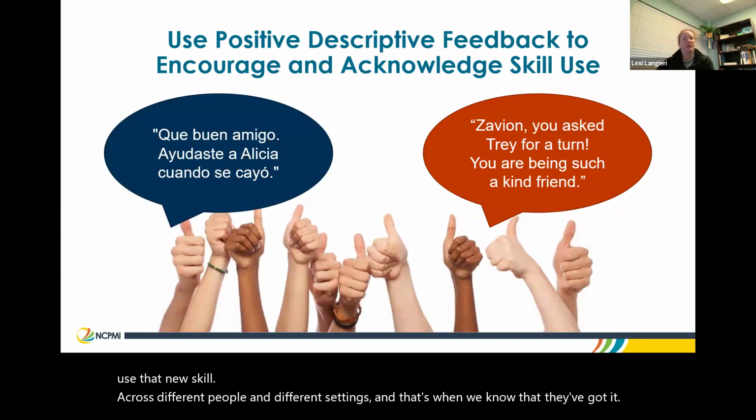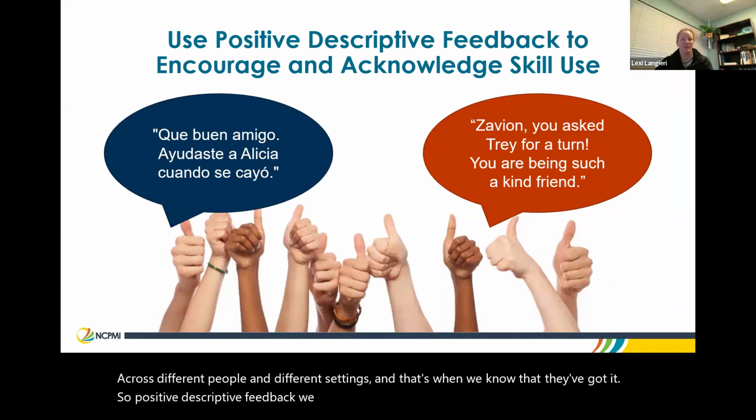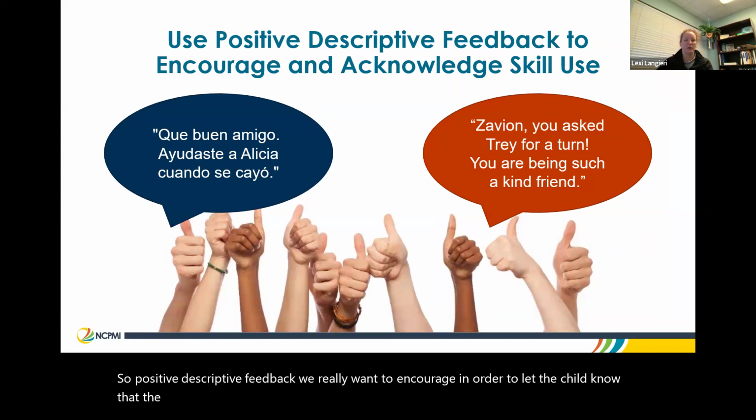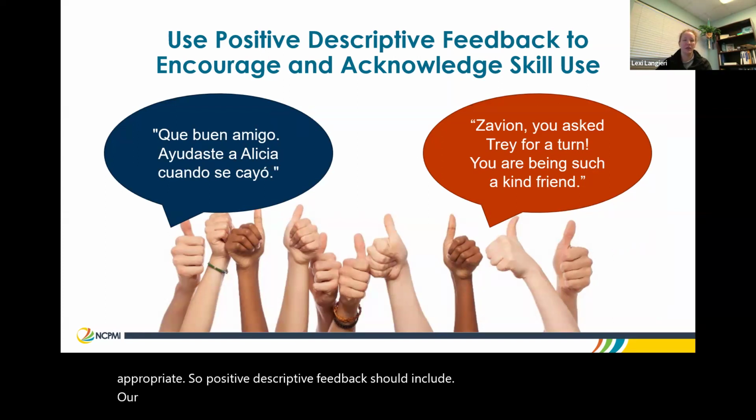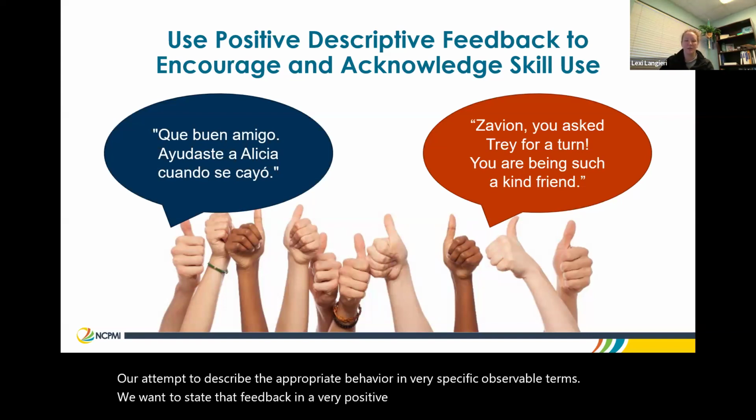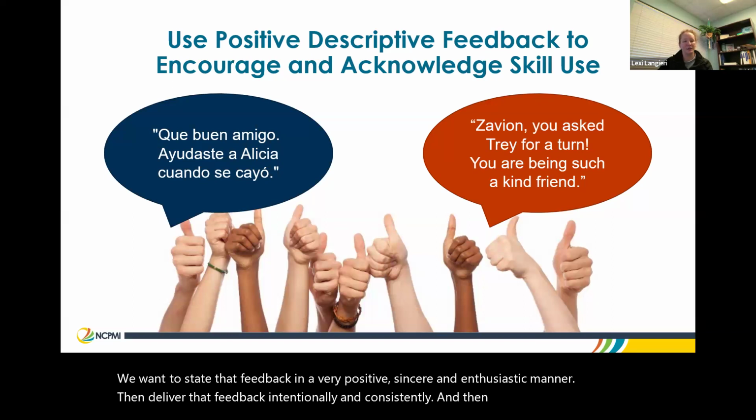So positive descriptive feedback, we really want to encourage in order to let the child know that the behaviors they're learning and that they're using and engaging in are appropriate. Positive descriptive feedback should include our attempt to describe the appropriate behavior in very specific, observable terms. We want to state that feedback in a very positive, sincere, and enthusiastic manner, then deliver that feedback intentionally and consistently, and then individualize the feedback based on the child's needs.